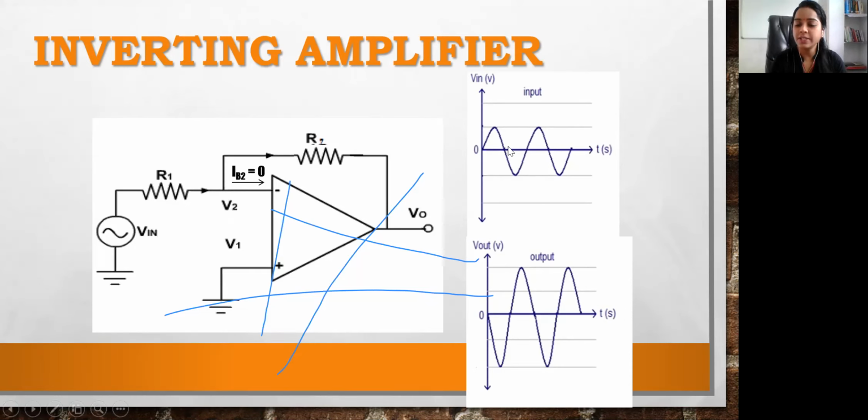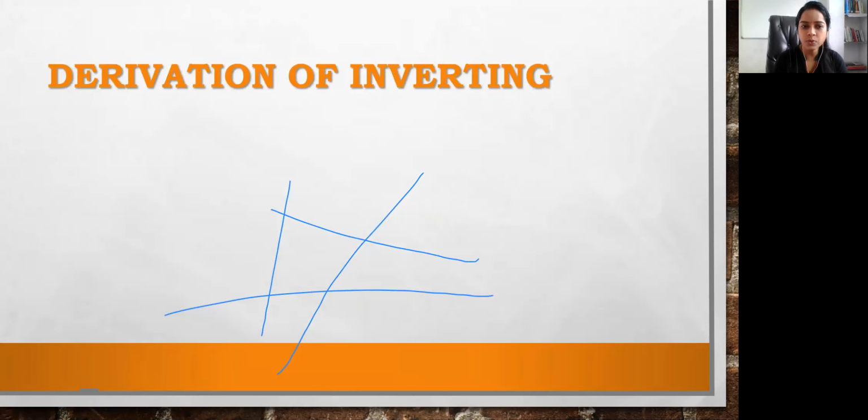So here if we see the output and the input of this inverting amplifier, this is the input waveform. Here you will have a sine wave, and at the output you can see it is 180 degrees out of phase, or this is the phase shift of 180 degrees. So this is basically the output of an inverting amplifier, or you can call it op-amp as an inverting amplifier. So this was the construction.